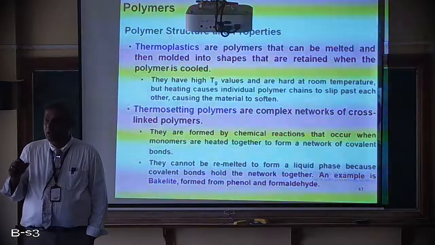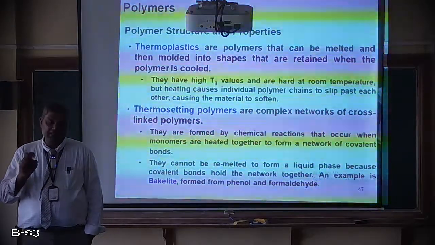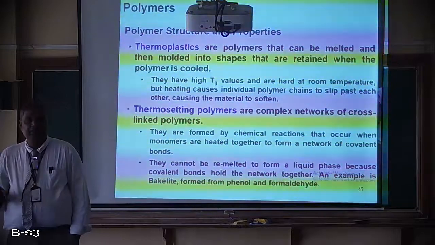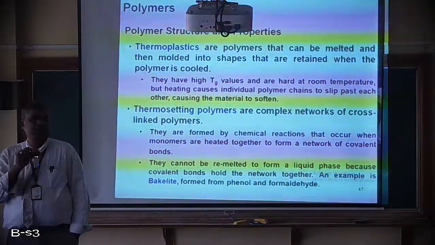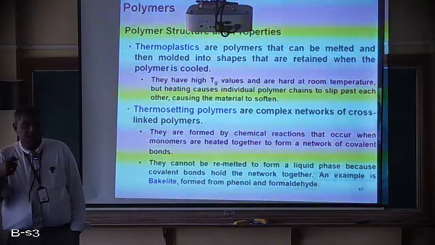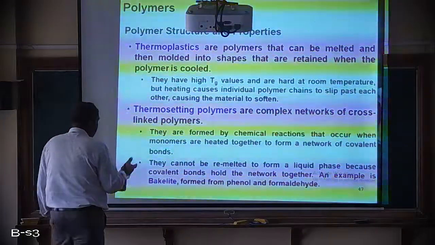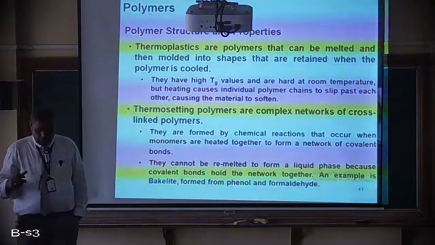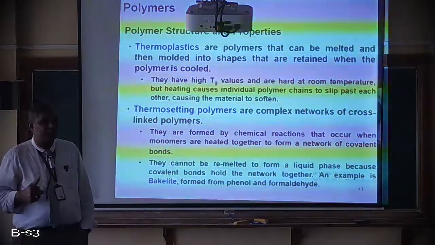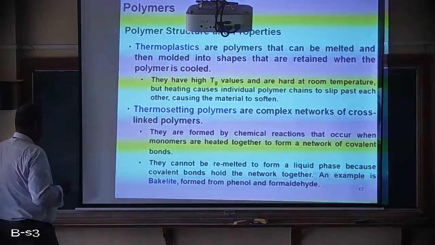So that is why all these electrical appliance switches, buttons, fan regulators, electric connectors, and plugs are all made up of bakelite. Nowadays it is made up of polymers. Earlier it was made up of the bakelite material.